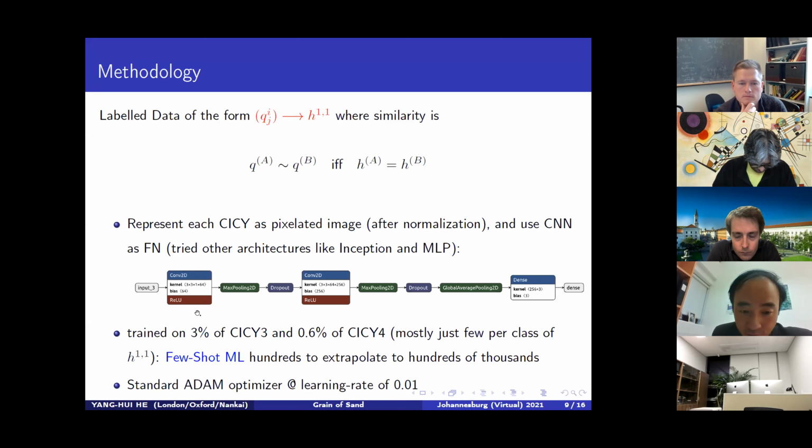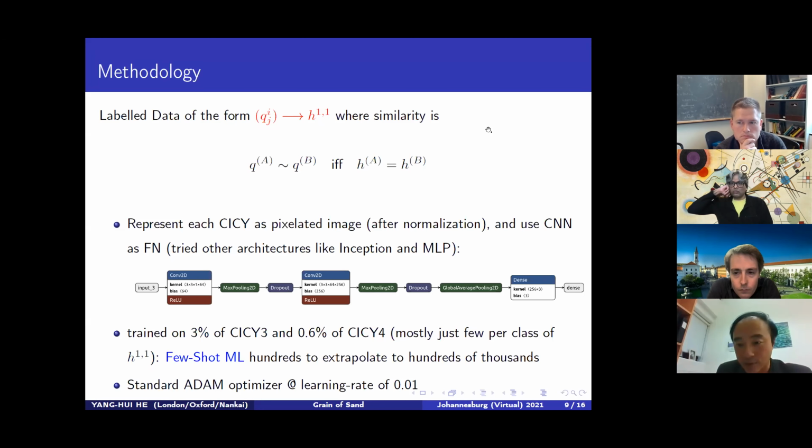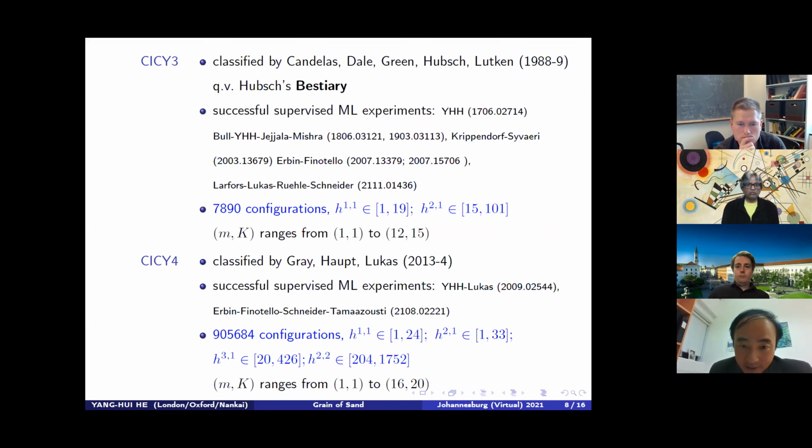The one that we used here, when we tuned a couple of them, is the standard convolutional network, as if you're recognizing each CICY as an image, and you're just classifying the image by its Hodge number. All right. So that's the methodology and the data set.